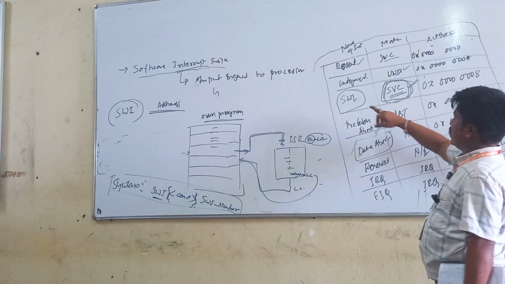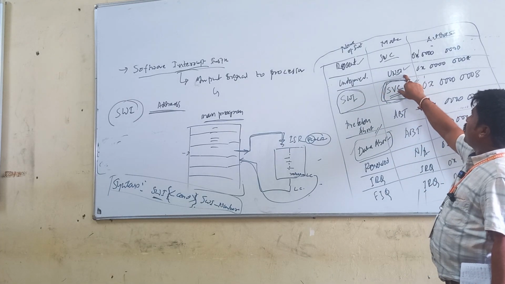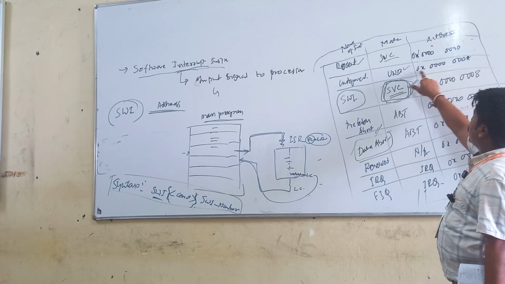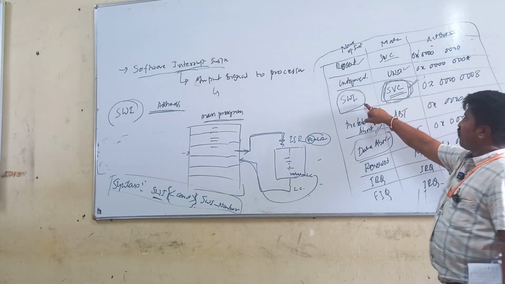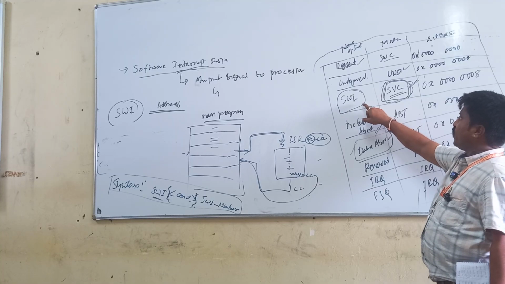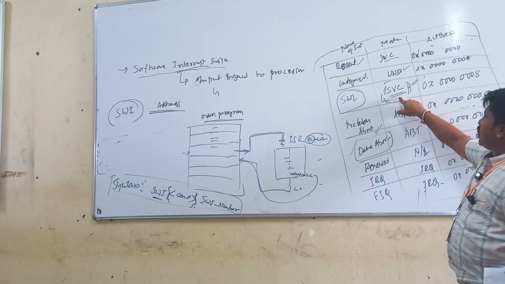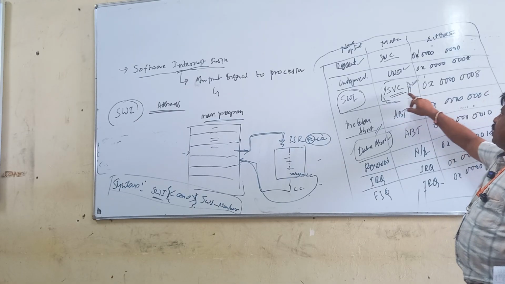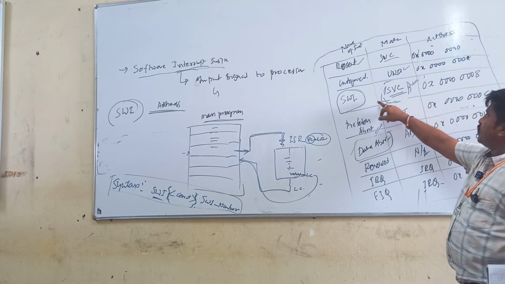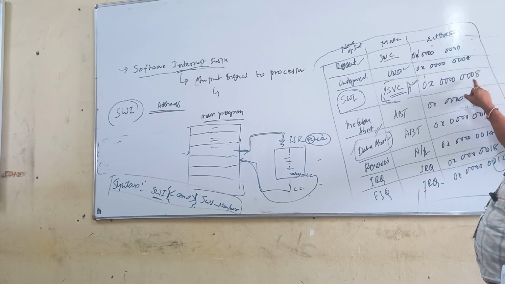Then if an undefined interrupt occurs, it moves to the undefined mode, and the address for this undefined interrupt is incremented by 4. Next, when a software interrupt occurs, my processor moves to the supervisor mode, and the address for this interrupt is 0x00000008.